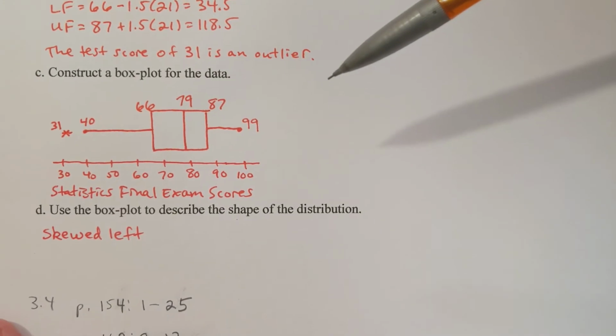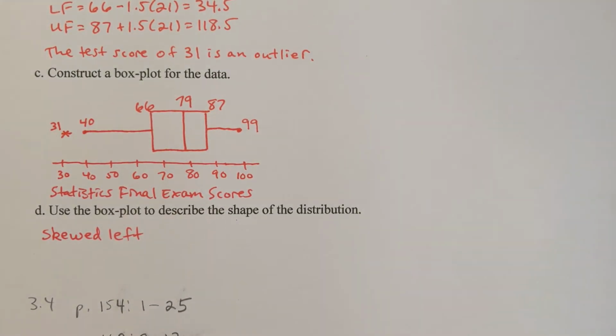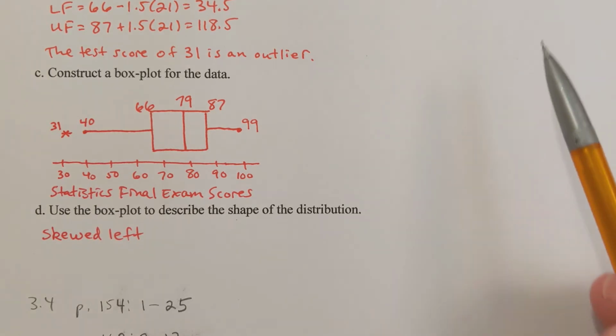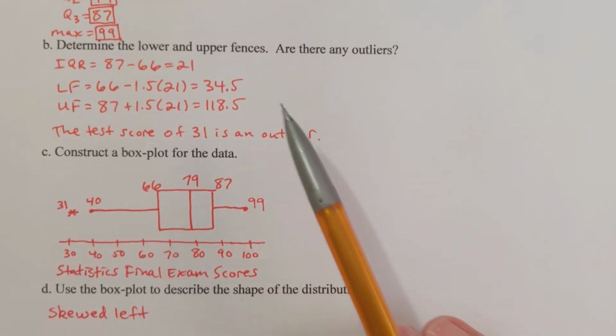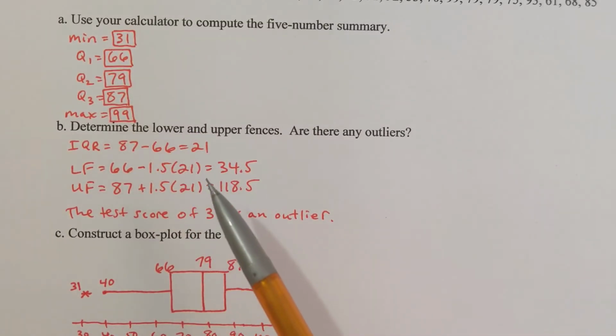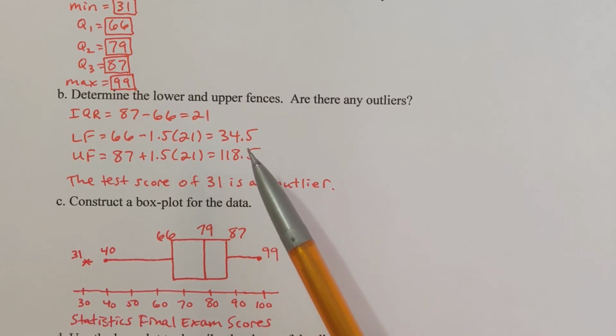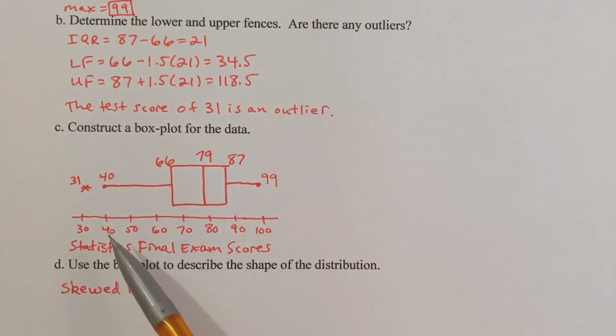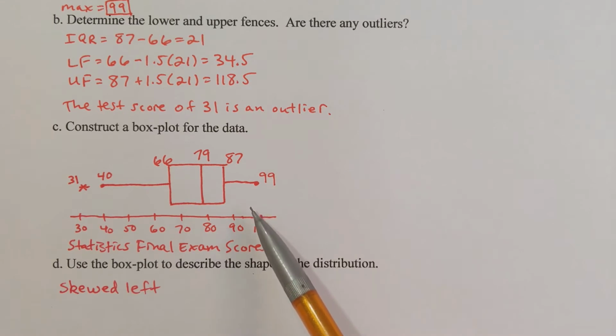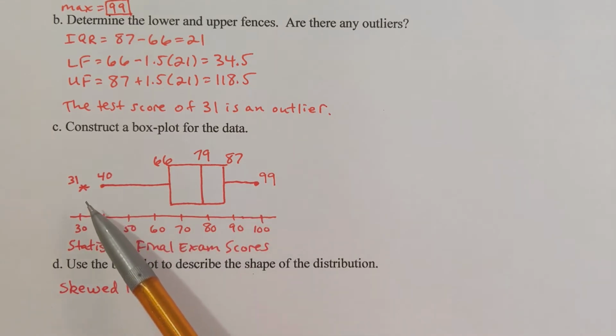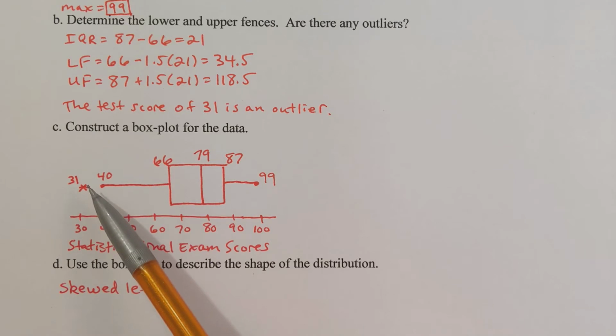Part C in this, so they want us to construct a box plot for the data. So remember how we find a box plot is we need to first find the 5-number summary, and I've done that. I've found the fences, and now I'm going to draw a horizontal scale to include the 5-number summary. So I need some sort of scale that's going to be big enough to include the numbers 31 through 99.